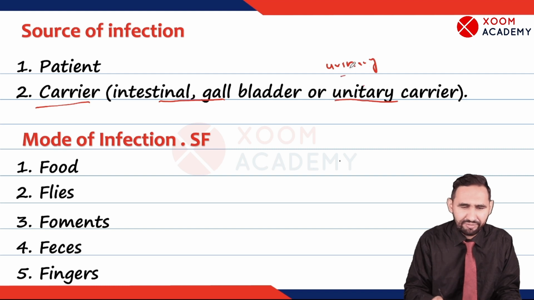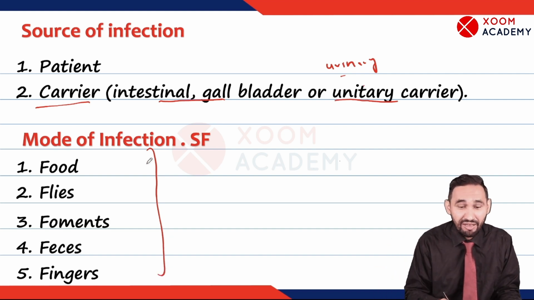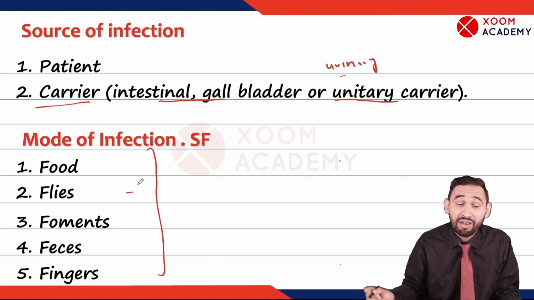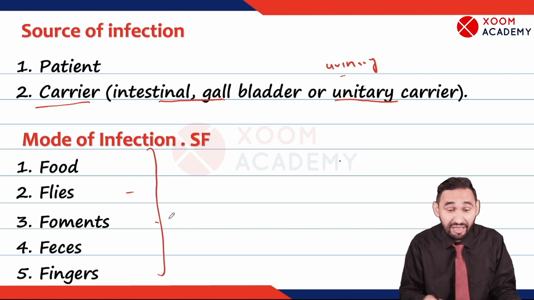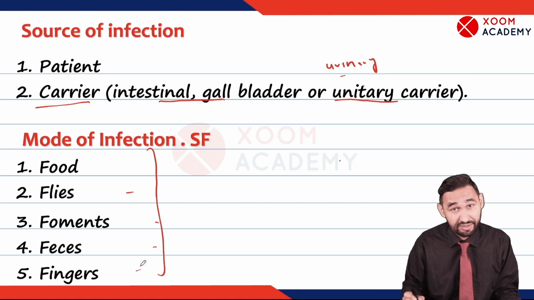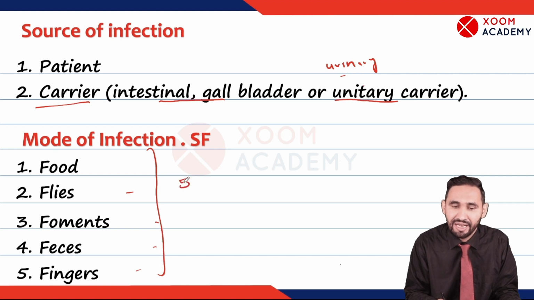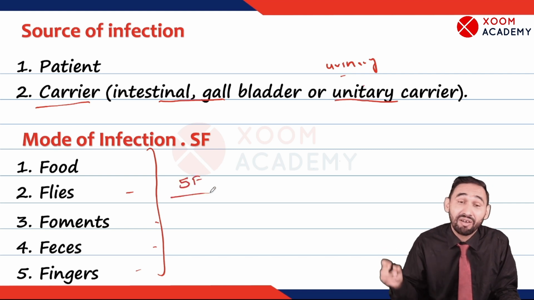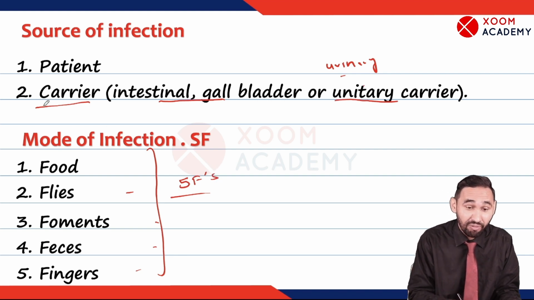Mode of transmission: you have to remember the 5 Fs. What are the 5 Fs? Food. It transfers from contaminated food. Flies. Flies are responsible for the spread of typhoid fever. Fomites: contaminated clothes, dishes. Feces. It spreads through feces, and there is poor sanitation in our country. Fingers: contaminated fingers are responsible for the spread of typhoid. This is a common question asked in university. What are the 5 Fs of typhoid fever? So these are the 5 Fs of typhoid fever. Plus, the important thing is the carrier.